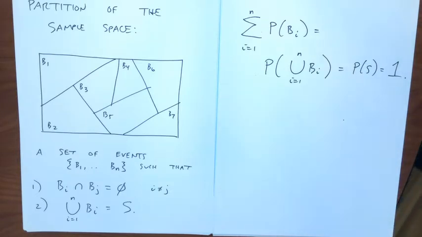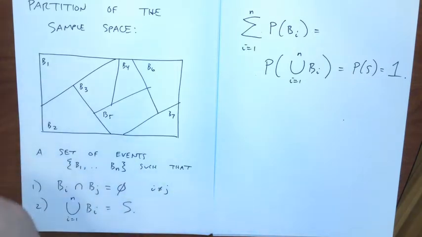So again, for example, let's suppose that the sample space is just people in the world, and these Bi's are partitioning into: are you age 0 to 10, are you age 10 to 20, 20 to 30, 30 to 40, right? So those events make up the entire sample space. You have to be in one of those classes, and you can't be in more than one of them at the same time, right?